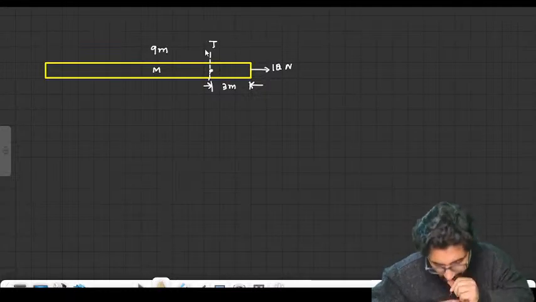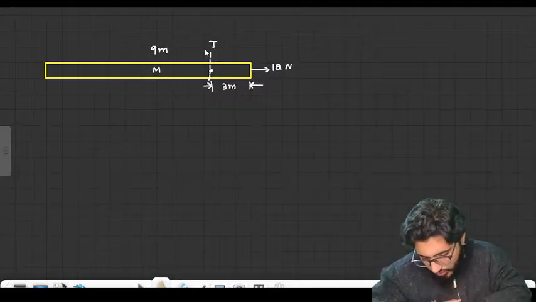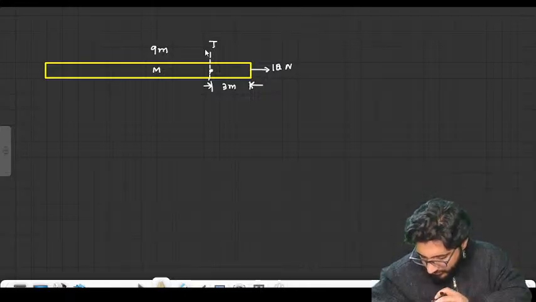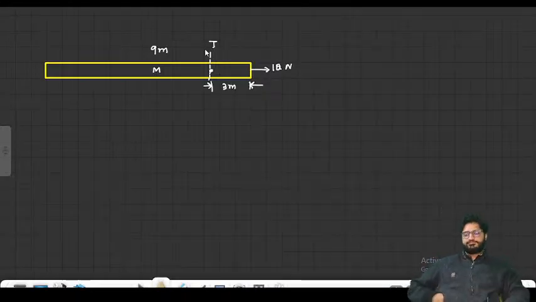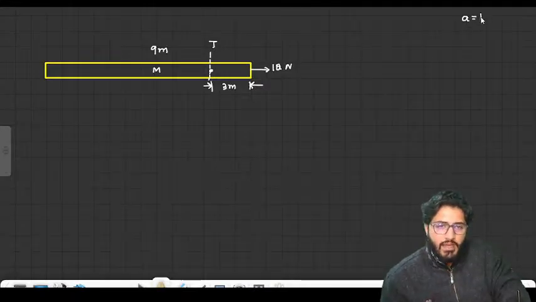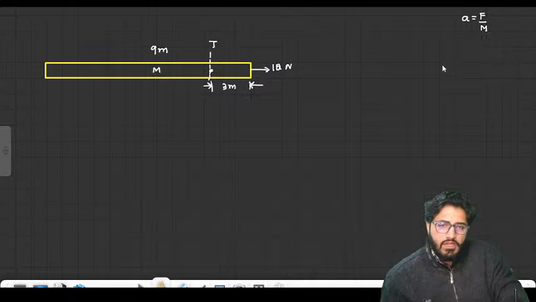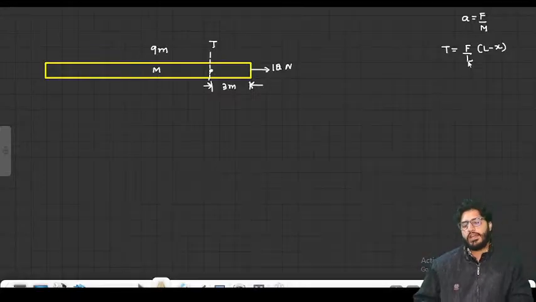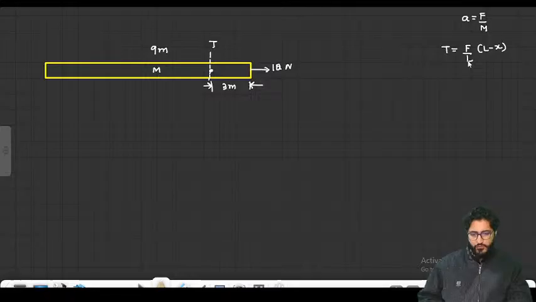How can you do it now? I guess my acceleration is nothing but F by M. And my tension is F by L times (L minus x). Use the formula and give me the answer.